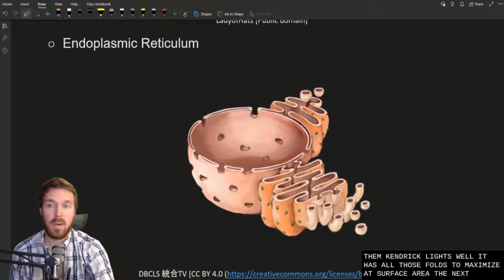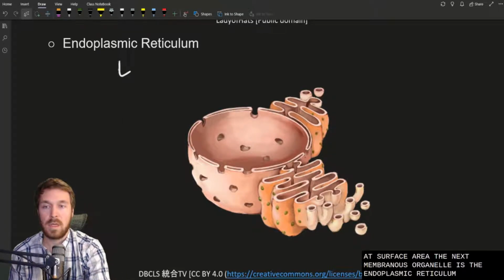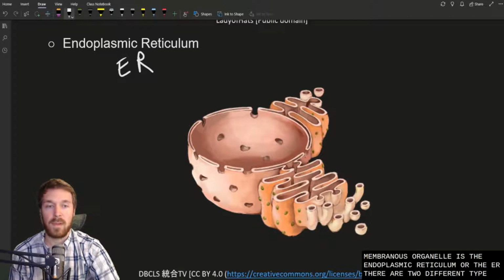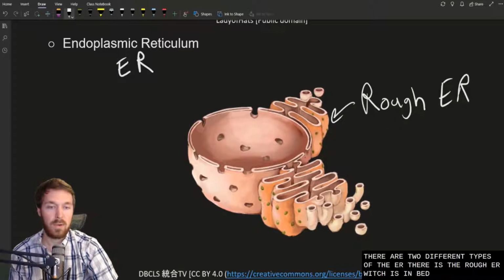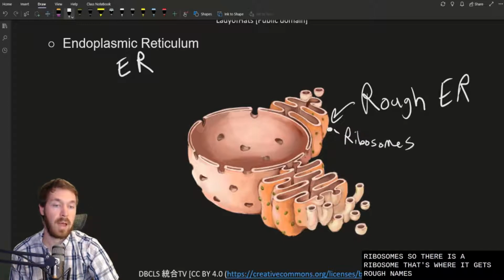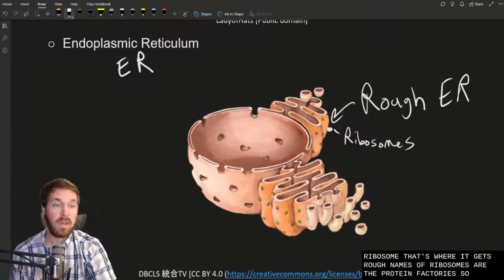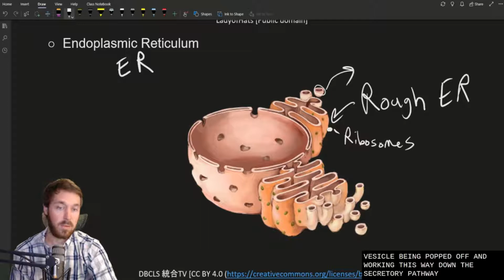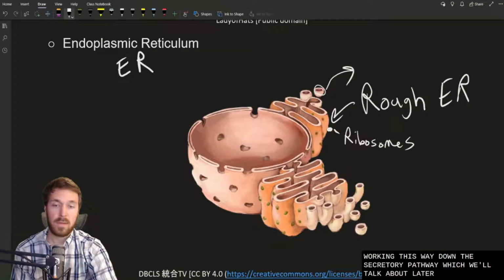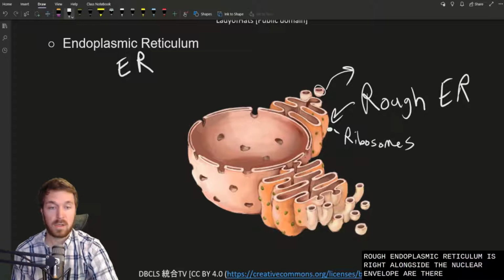The next membranous organelle is the endoplasmic reticulum, or the ER. There are two different types of the ER. There is the rough ER, which is embedded with ribosomes. So there is a ribosome. That's where it gets its rough name. So ribosomes are the protein factories. So the rough ER is making proteins that are going to be secreted. So right here, this is this little vesicle being popped off and working its way down the secretory pathway, which we'll talk about later. And then right here, this is the nucleus. So the rough endoplasmic reticulum is right alongside the nuclear envelope here. They're actually continuous with each other.